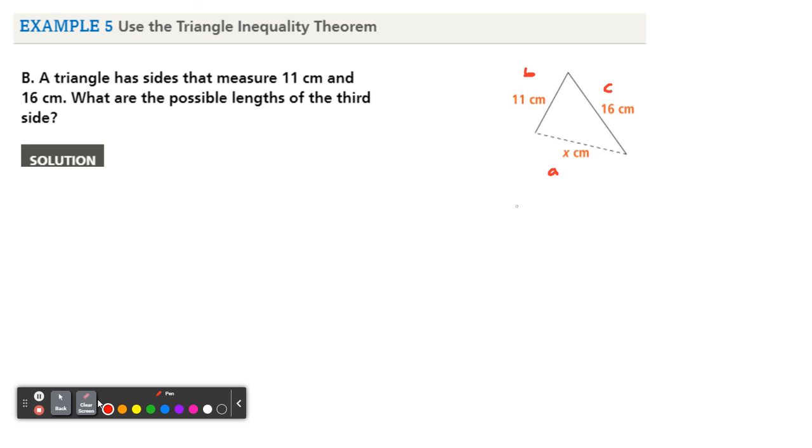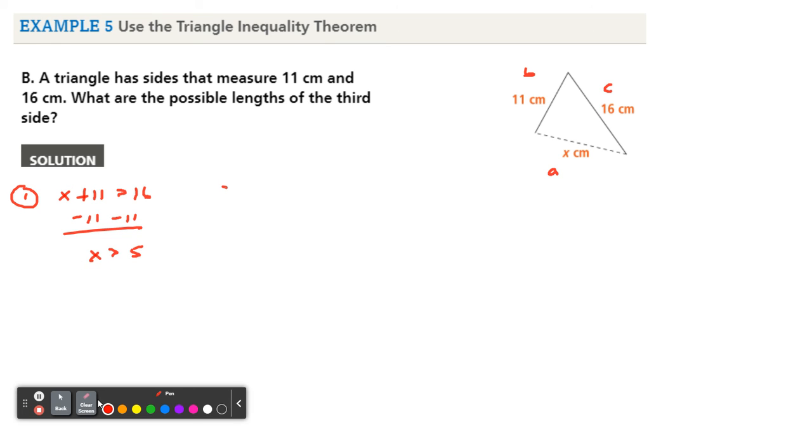So based off the theorem, we're going to check three inequalities. First, is A plus B greater than C? Is x plus 11, so this is the first one, is x plus 11 greater than 16? Well, let's solve this for x by subtracting 11 on both sides. So this is saying x must be greater than 5.